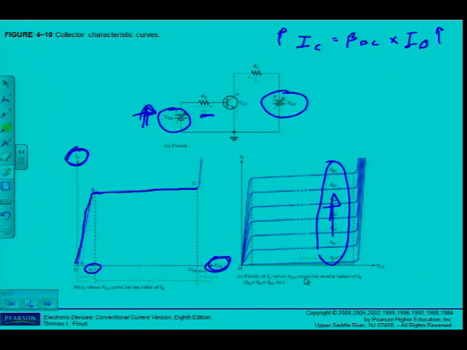When I reach point C, where the transistor should never be operated, it actually goes into breakdown, and you can see there's a huge increase in current. So I don't actually operate the transistor in that region.